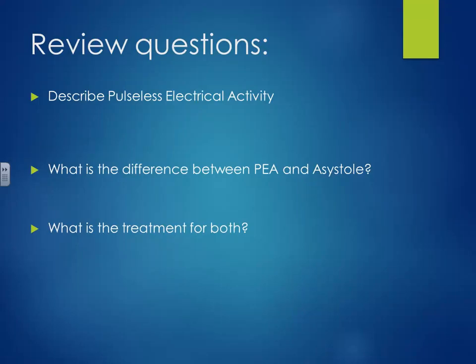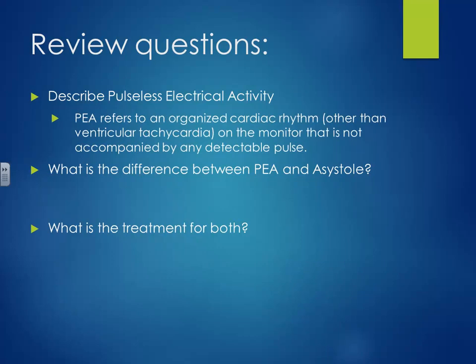Any questions about that? All right, last couple of review questions. What is pulseless electrical activity? All right, so electrical. All right. Disassociation with the electrical and the mechanical part of the heart. There you go. Isn't that what you said? That's it. So PEA refers to an organized cardiac rhythm other than ventricular tachycardia on the monitor that is not accompanied by a detectable pulse.